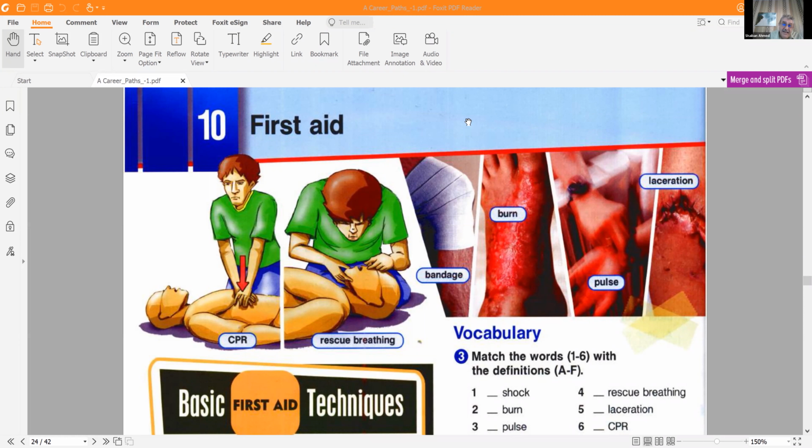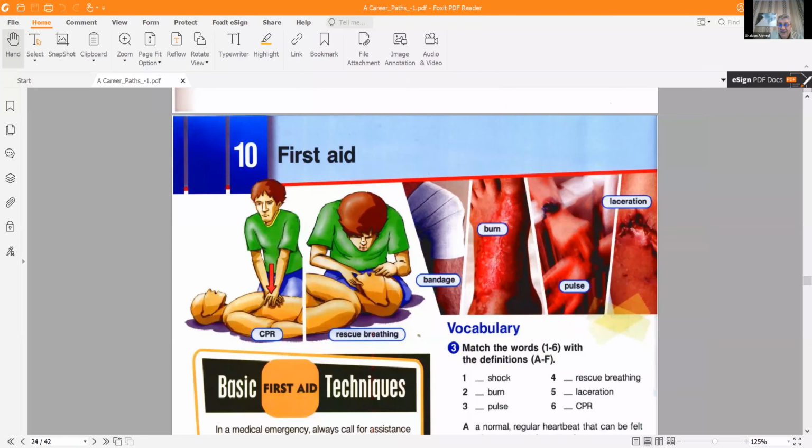Of course, many patients, if they have the appropriate first aid procedures before they go to the hospital, many lives might have been saved. But first aid is a must, a very important issue.